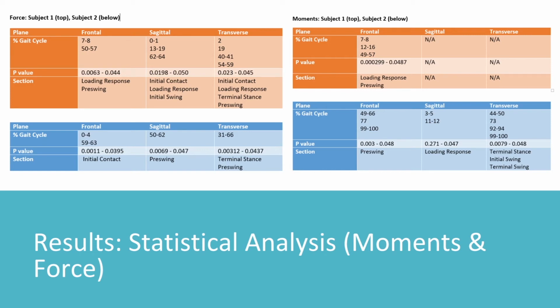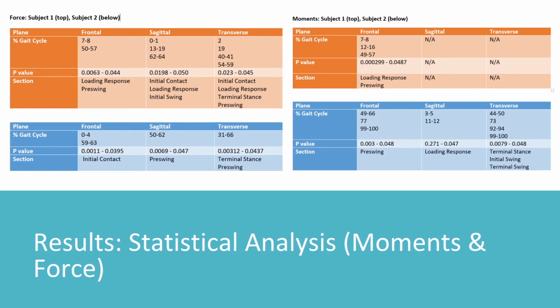For the frontal plane for subject 1, there were significant differences between the loading response and pre-swing, corresponding to 7 to 8 degrees and 50 to 57% of the gait cycle. For the sagittal, there were significant differences between the initial contact, the loading response, and the initial swing, and this corresponded between 0 and 1%, 13 and 19%, 62 and 64. Lastly, there was a difference between the initial contact, loading response, terminal stance, and pre-swing in the transverse plane, and that corresponded to 2, 19, 40 to 41, 54 to 59%.